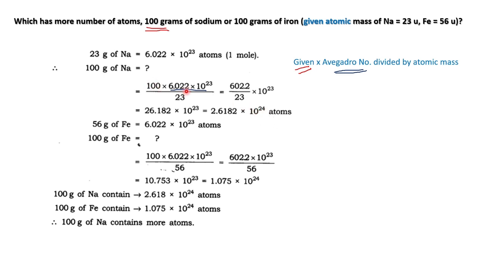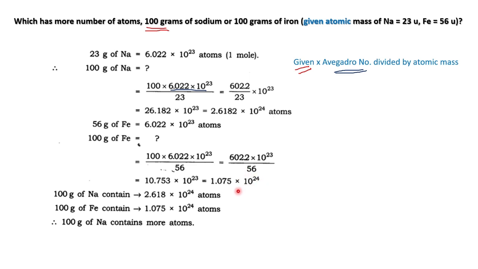We are converting this with the Avogadro number into the number of atoms. 100 grams converted into number of atoms, divided by the given grams. In that same way, 100 into Avogadro number divided by 56, we get 10.753 into 10^23. When we write it in single decimal, that is 1.075 into 10^24.